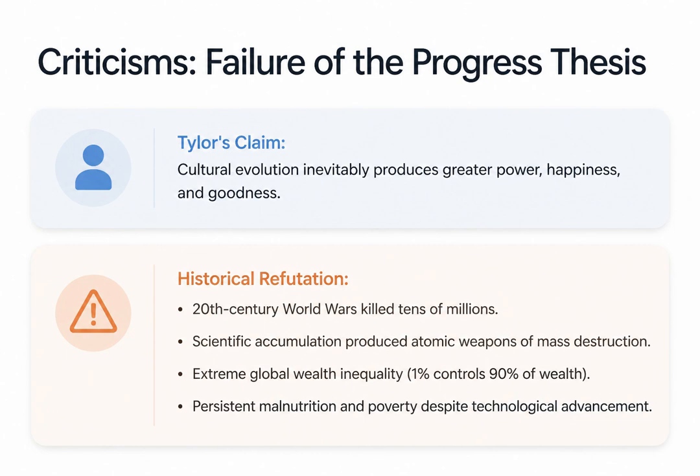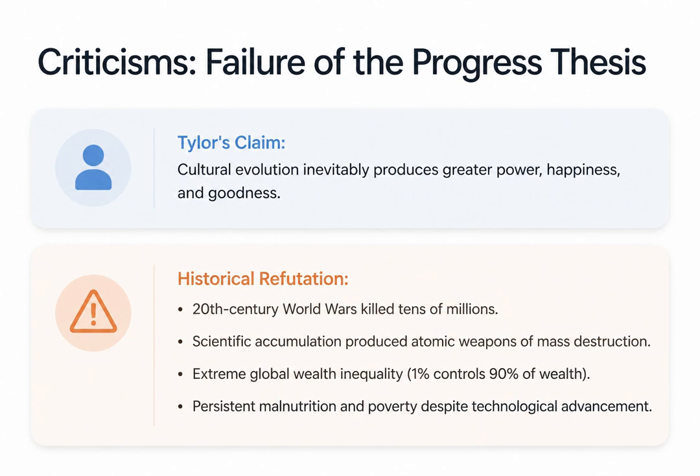The 20th century proved that scientific accumulation does not guarantee moral progress. The two world wars, fought by the very European nations Tylor placed at the apex of civilization, killed tens of millions of people. The pinnacle of scientific achievement produced atomic weapons capable of incinerating cities. Today, extreme wealth inequality and persistent global starvation prove that technological advancement does not automatically translate into justice or happiness for humanity.